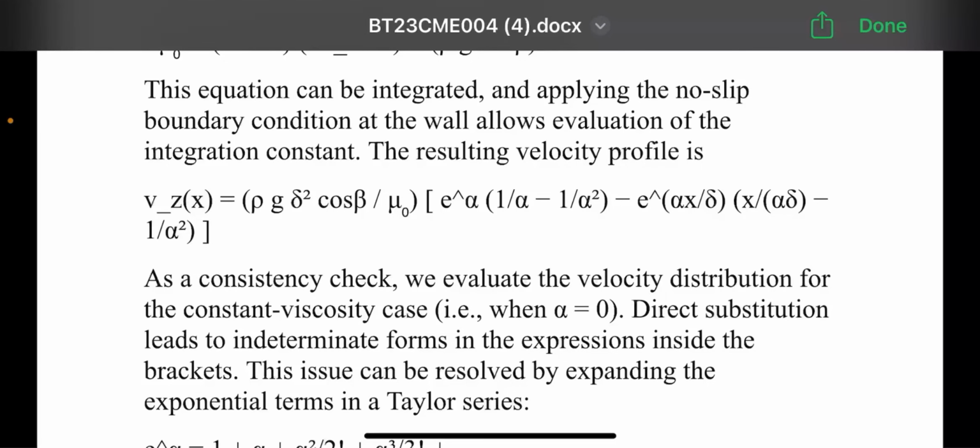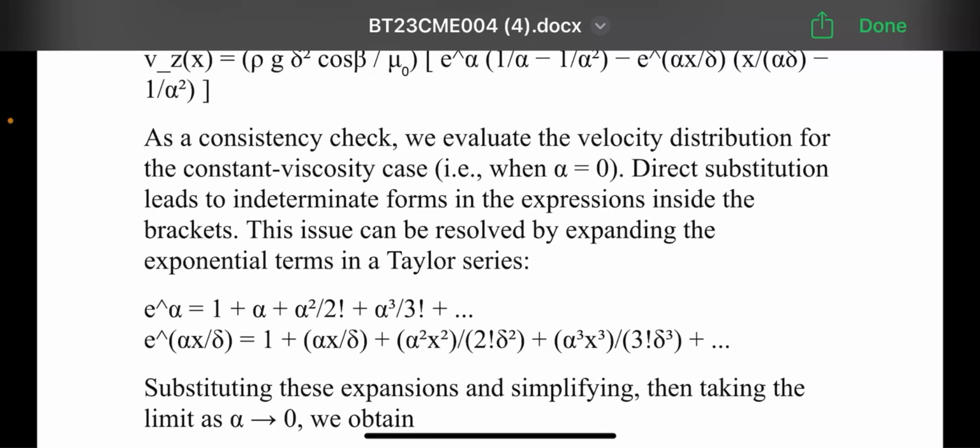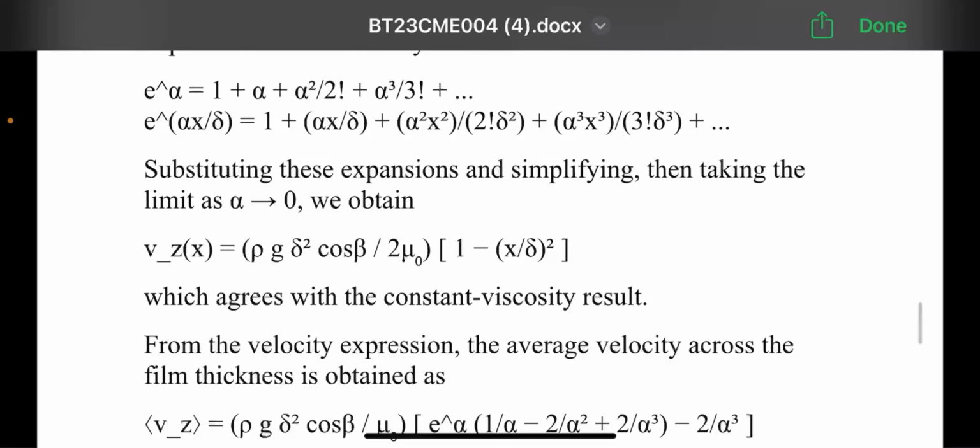As a consistency check, we will evaluate the velocity distribution for the constant viscosity case, that is when α is equal to 0. Direct substitution leads to indeterminate forms in the expressions inside the brackets. This issue can be resolved by expanding the exponential terms in a Taylor series. We will have these two Taylor series of e^α and e^(αx/δ), and when we substitute this expansion, simplify, and take the limit as α tends to 0, we obtain vz(x) = (ρ g δ² cos β / 2μ₀)[1 - (x/δ)]², which agrees with the constant viscosity result.